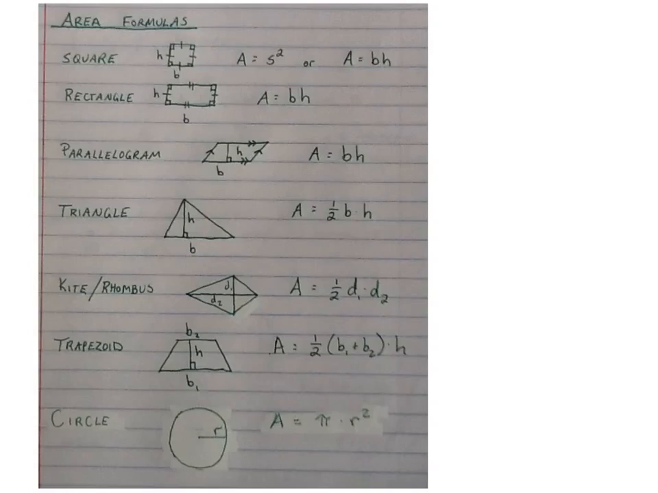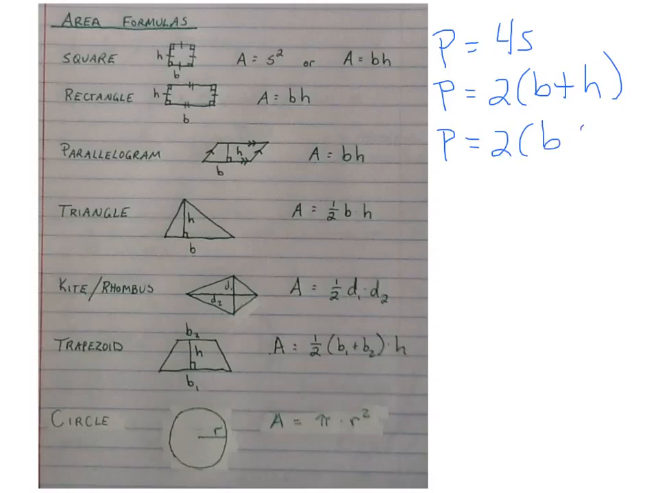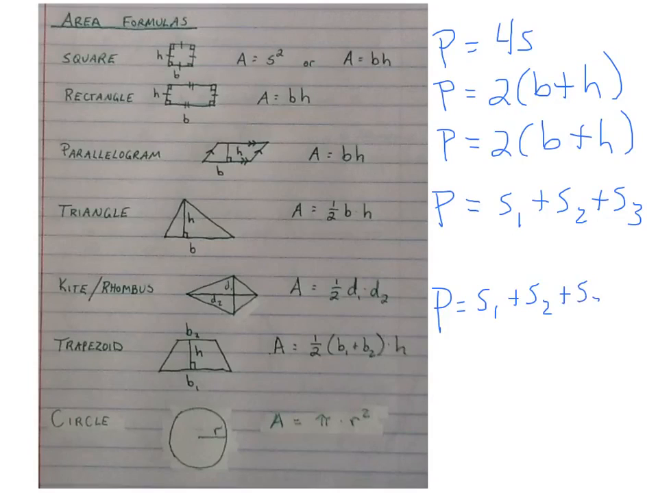If we wanted to add perimeter in there, we could say the perimeter of a square is 4 times the side. We could also, like a rectangle, refer to the perimeter as 2 times base plus height. The parallelogram uses the same perimeter formula, 2 times base plus height. A triangle has a perimeter of side 1 plus side 2 plus side 3. And then the rhombus and trapezoid both have a perimeter of side 1 plus side 2 plus side 3 plus side 4.